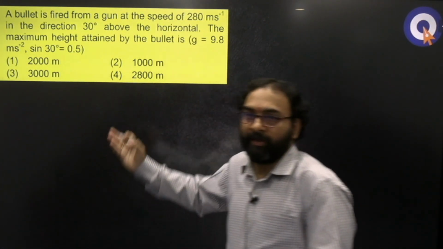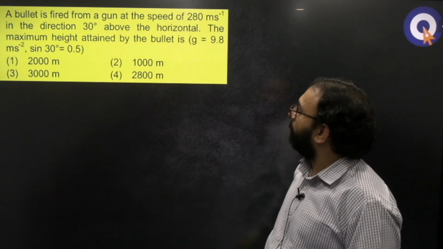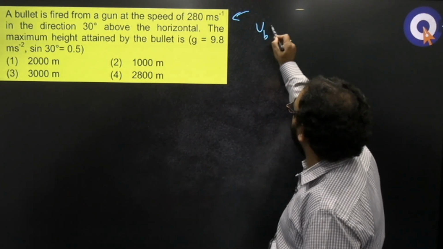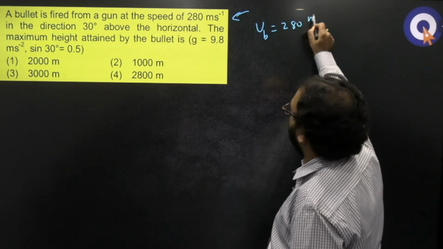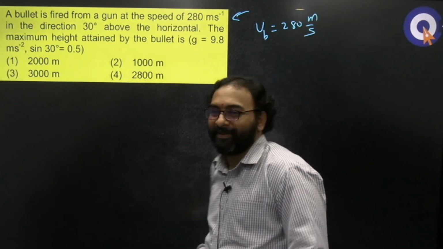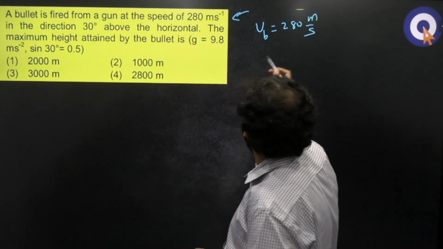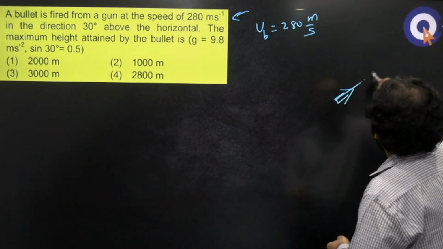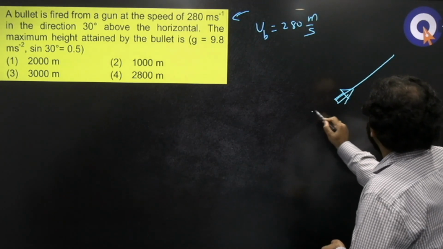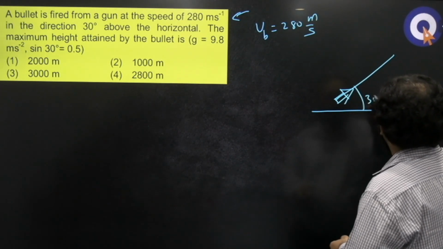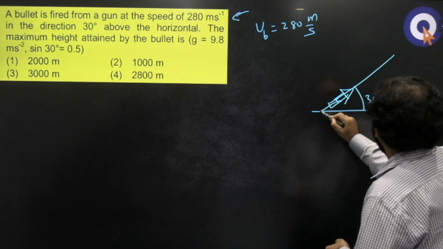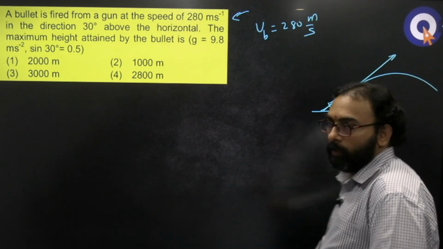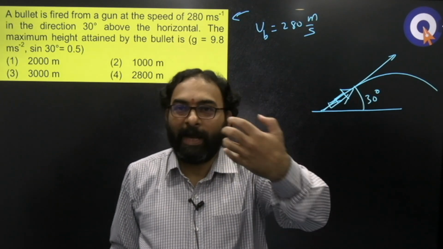See here, a bullet is fired from a gun at a speed of 280 meters per second, in the direction 30 degrees above the horizontal, something like this. The bullet is fired making an angle of 30 degrees with the horizontal, in this way. So this is its path, and as you know, it undergoes a parabolic path.